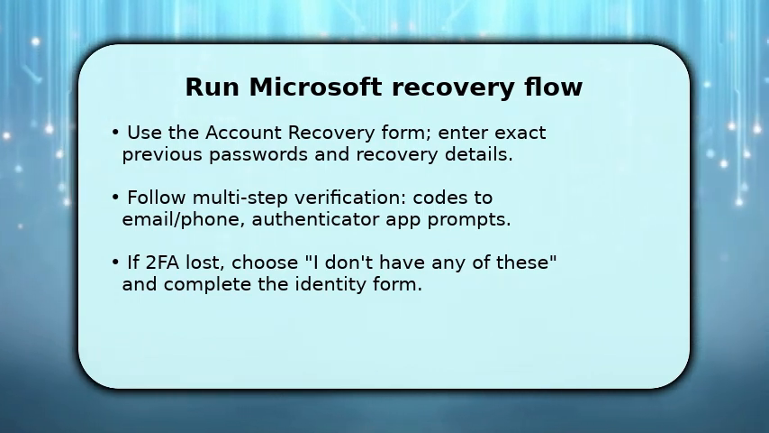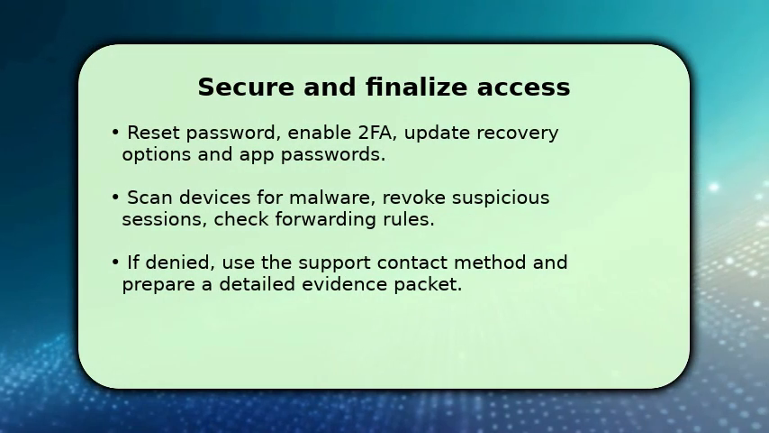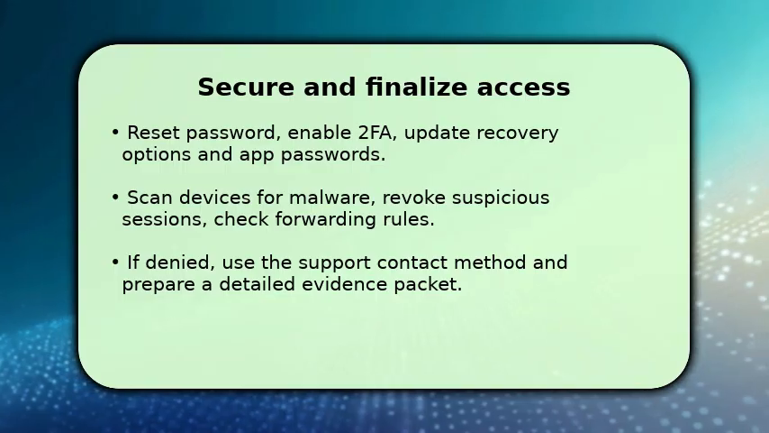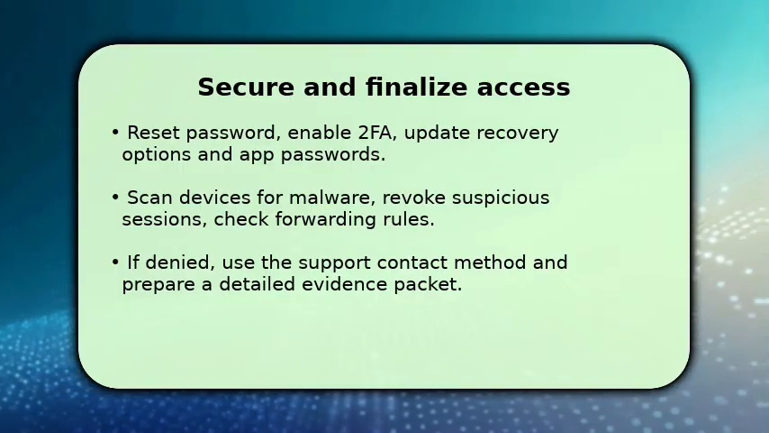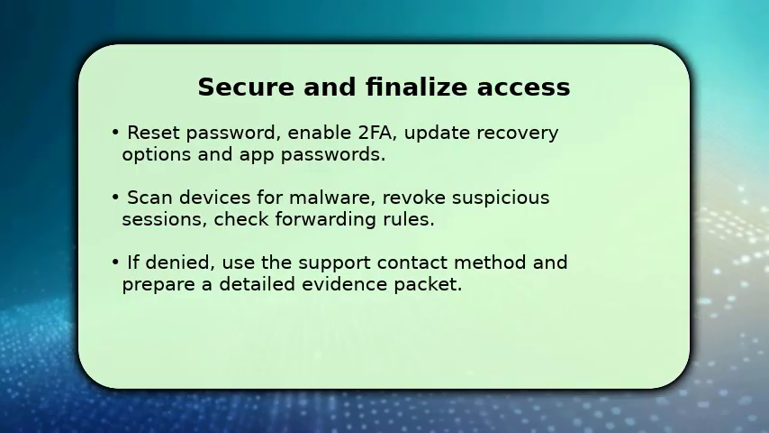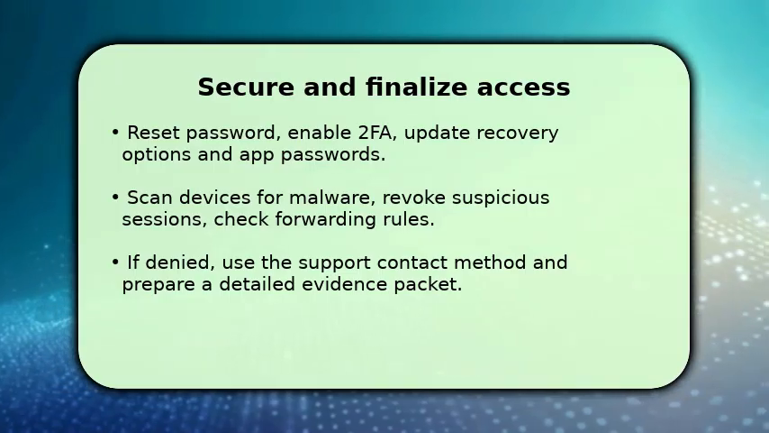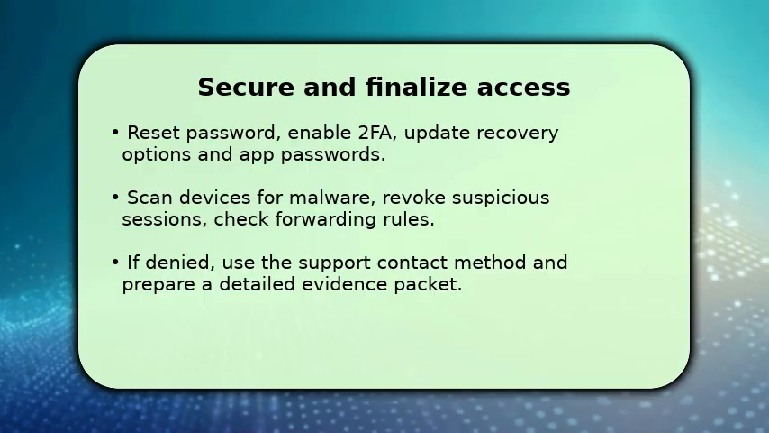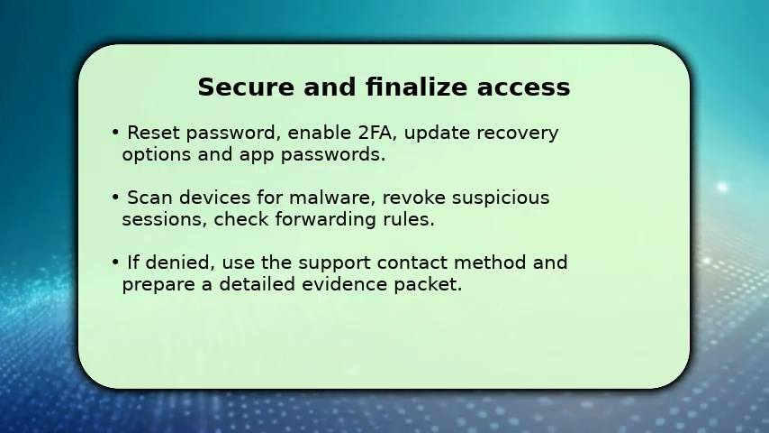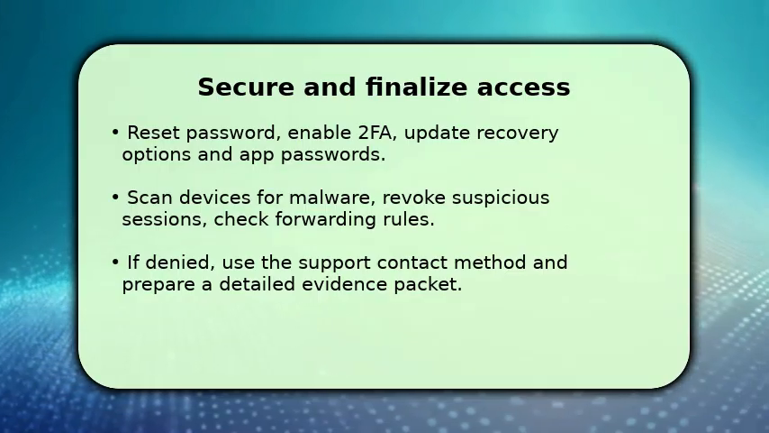Once you regain access, immediately reset your password to a strong, unique one and enable two-factor authentication. Use an Authenticator app rather than SMS when possible. Then update recovery email and phone, review app-specific passwords, revoke unknown sessions, and remove suspicious forwarding or mailbox rules. Run a full malware scan on all devices that access the account to eliminate backdoors.